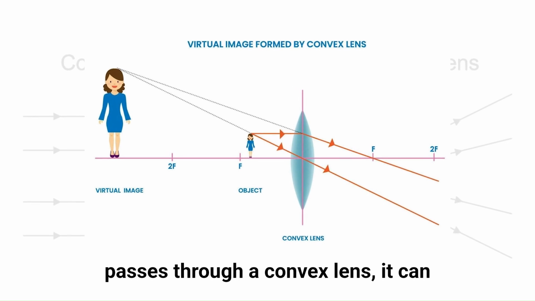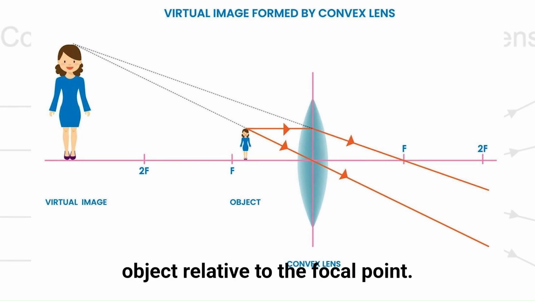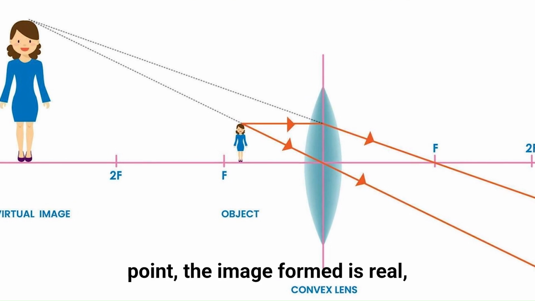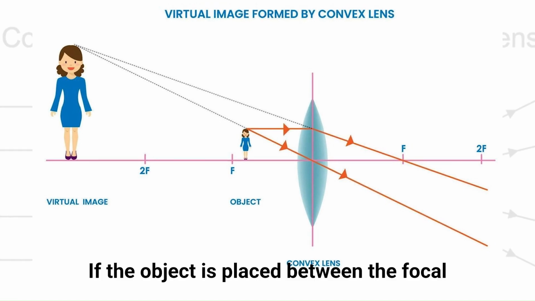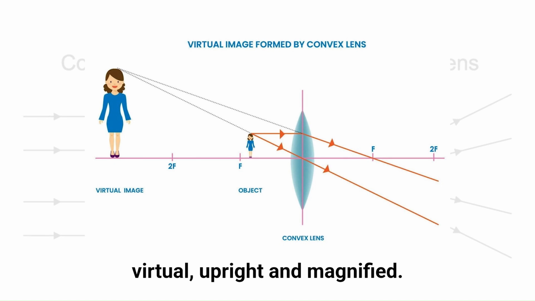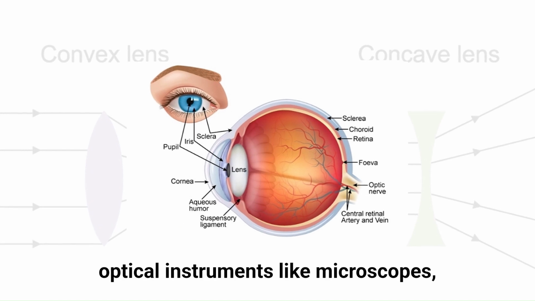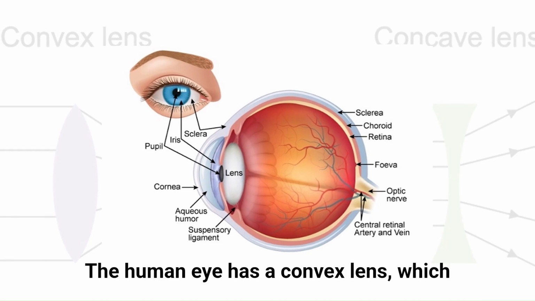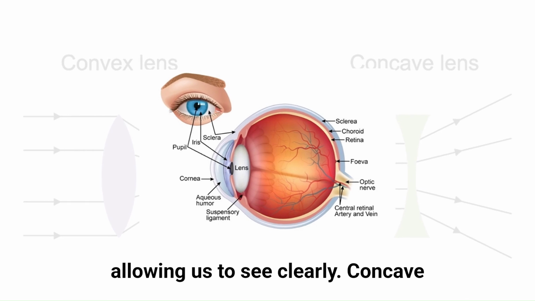When light passes through a convex lens, it can either form a real image or a virtual image depending on the position of the object relative to the focal point. If the object is placed beyond the focal point, the image formed is real, inverted, and reduced in size. If the object is placed between the focal point and the lens, the image formed is virtual, upright, and magnified. Convex lenses are extensively used in optical instruments like microscopes, cameras, and even in our eyes. The human eye has a convex lens, which helps focus light onto the retina, allowing us to see clearly.